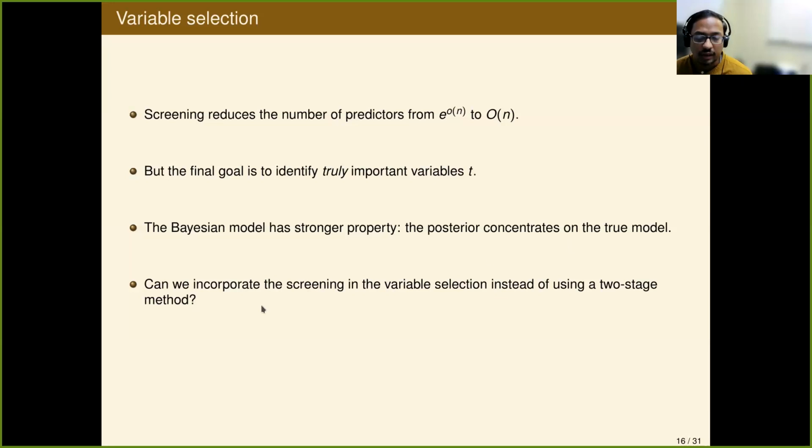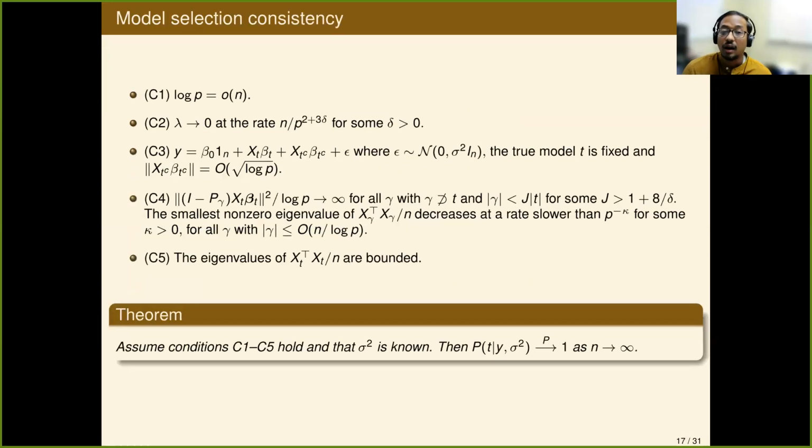And the natural question is, can we incorporate the screening in the variable selection instead of a two-stage approach? So instead of first reducing the number of covariates and then fitting the Bayesian model on top of it, can we just do the two things together? Right, so that's what we worked on.